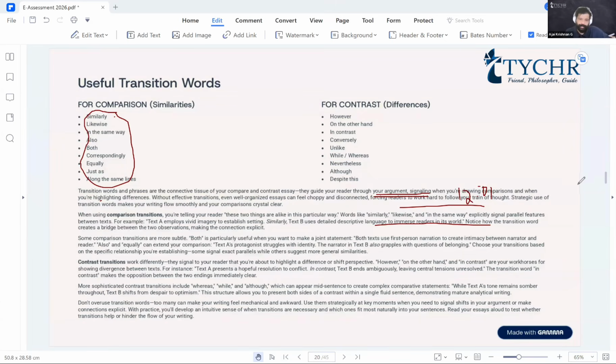If not, you will be penalized in your criteria B. So this adds on to the way you organize your ideas. So please make sure that you use them in plenty. But of course, don't overdo it also. So keep it in mind when you write the comparison or contrasting paragraphs.